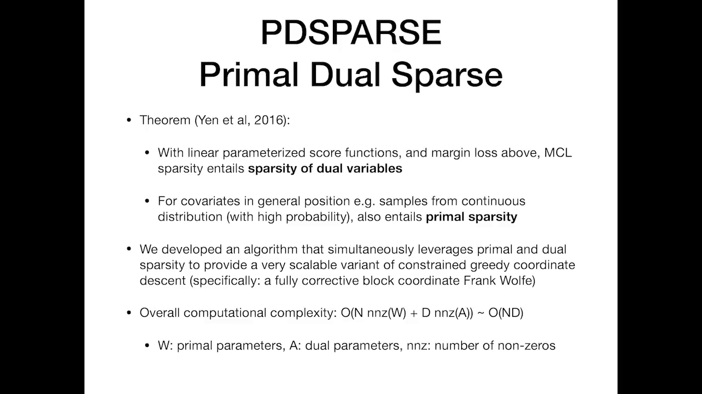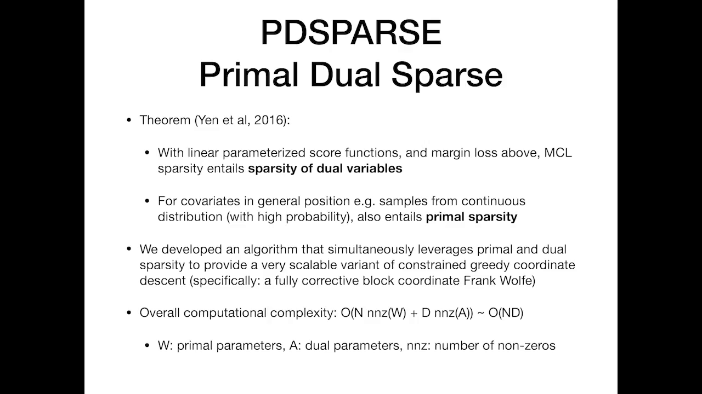So I'm not really assuming anything about the distribution. So long as it's a continuous distribution, they will be in general position with high probability. So it's a very mild assumption. Under that assumption, you also get primal sparsity. So both your dual as well as your primal variables are going to be sparse automatically, right? I'm not starting off by assuming that the primal and dual variables are sparse. I'm only assuming MCL sparsity, but we have a theorem that shows that MCL sparsity in turn implies a very high level of primal and dual sparsity.